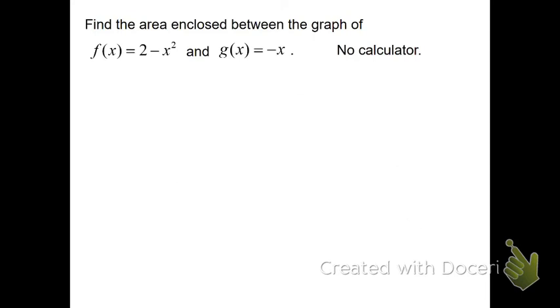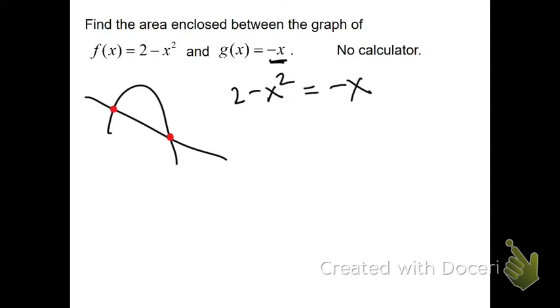So this is a negative parabola of some sort. I know exactly what it looks like, but all I need to know is it's a negative parabola, and this is a negative line. So I know I'm going to have 2 points of intersection. Okay, I don't really need to know much more than that graph, but I do now need to find those points of intersection. So how do you find them? Just set your 2 equations equal. Okay, so let 2 minus x squared equal negative x. We want to know when they are equal.